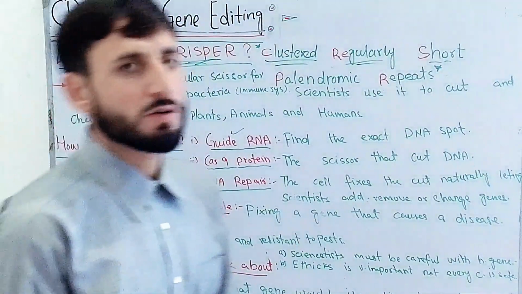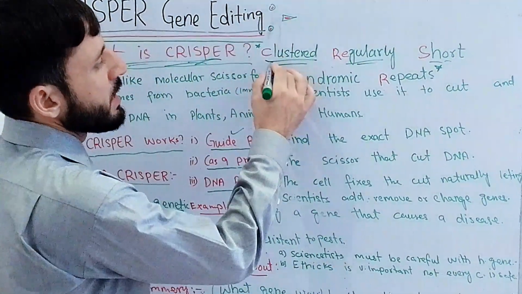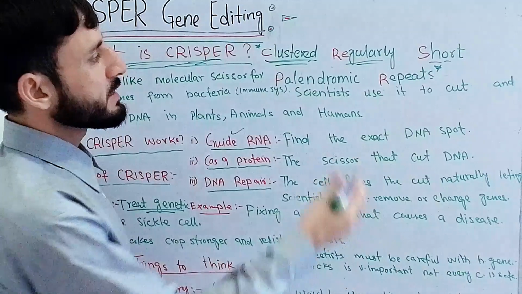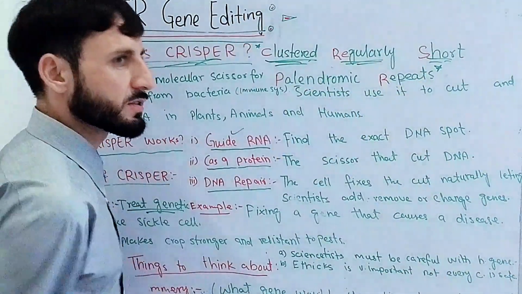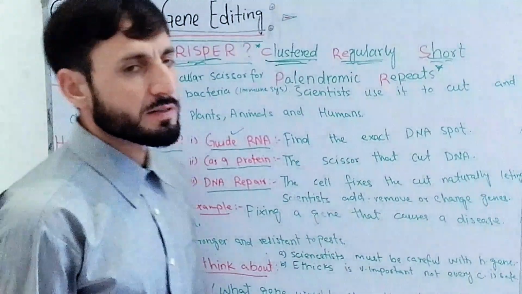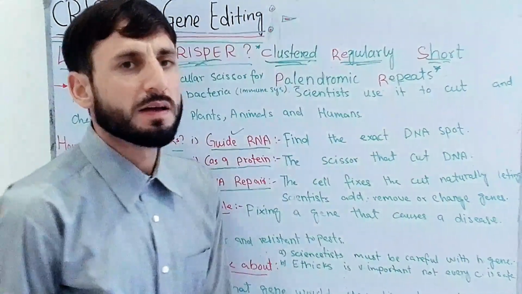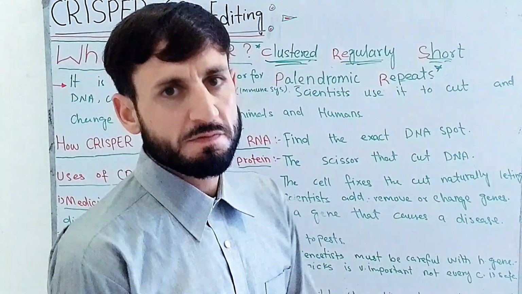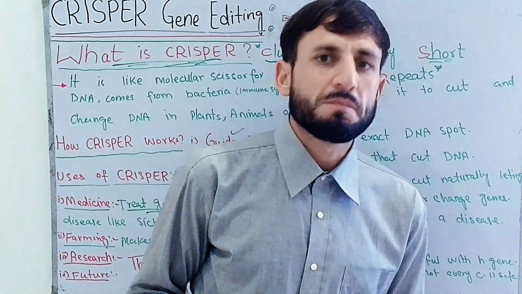First of all, I would like to talk about the full form of CRISPR. CRISPR full form is clustered regularly interspaced short palindromic repeats. It is like a molecular scissor for DNA that comes from bacteria. It is a type of molecular system which scientists take from bacteria.